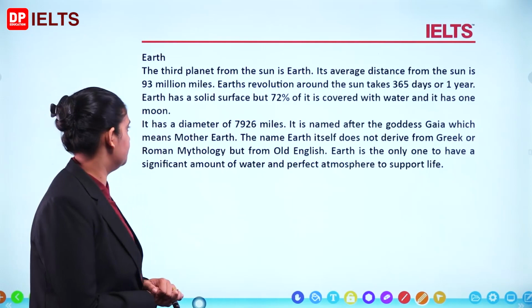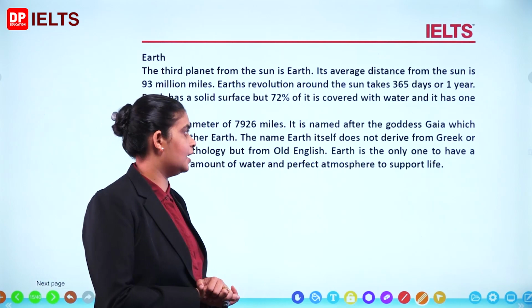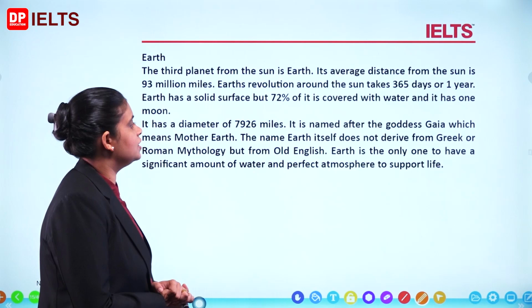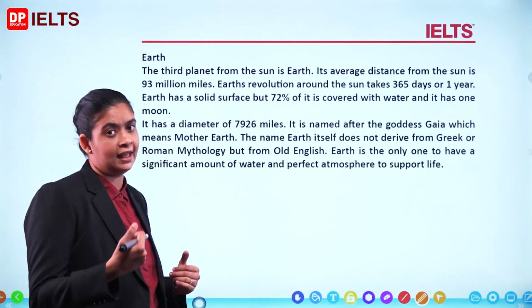ඒකේ diameter එක පෘථුවියේ miles 7926ක් වෙනවා. ඒ goddess Gaia, right? Mother Earth කියන නමින් තමයි නම් කරලා තියෙන්නේ. The name Earth itself does not derive from Greek or Roman but from old English. ඉතින් Earth කියන එක එන්නේ රෝමේවත් ග්‍රීසේවත් නම් වලින් නෙවෙයි, ඉංග්‍රීසි භාෂාවෙම තමයි.